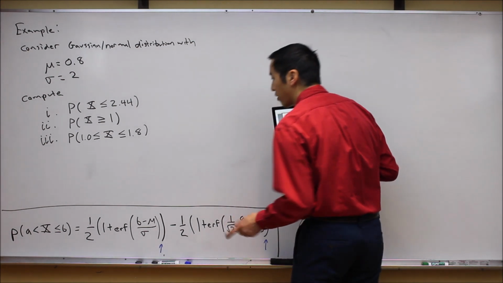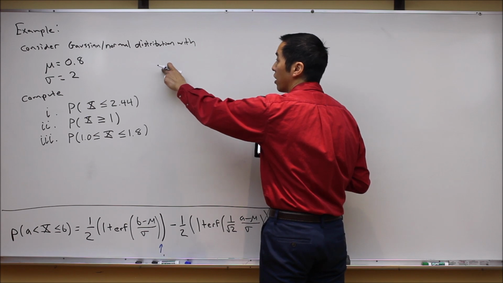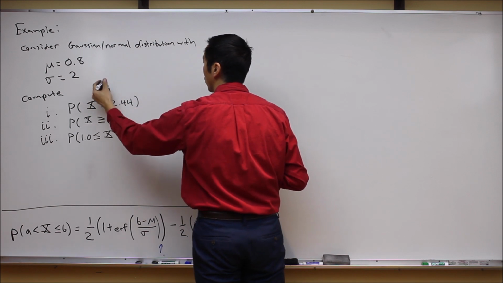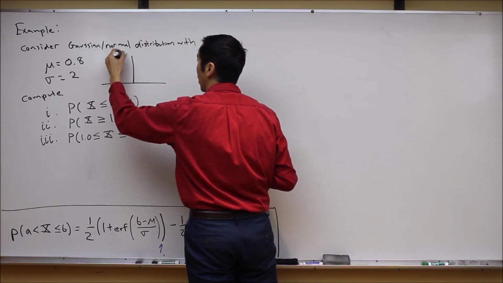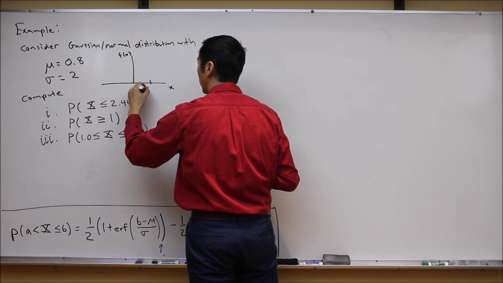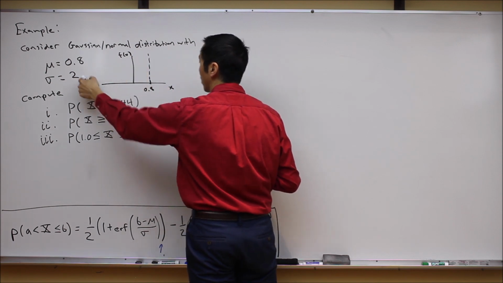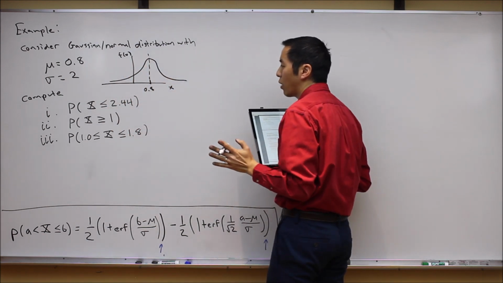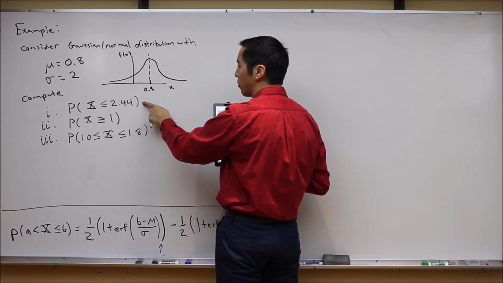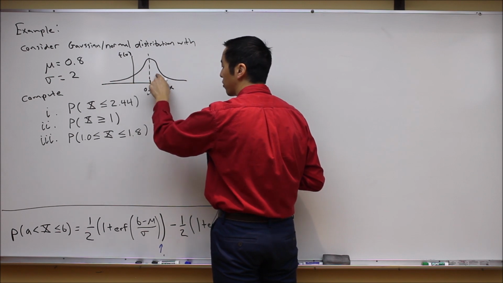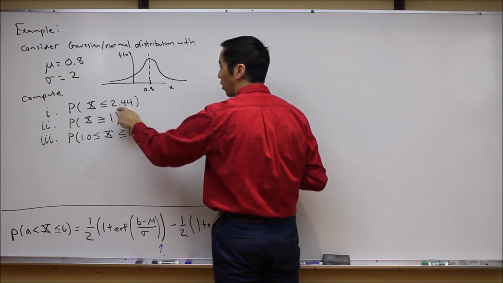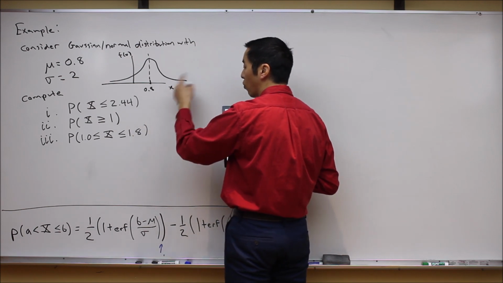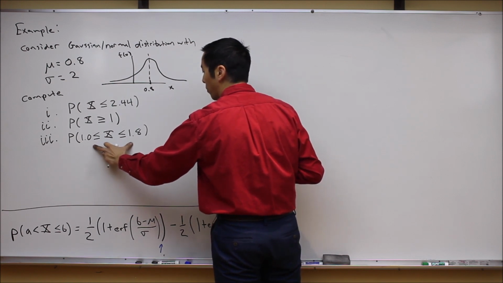So that being said, I would like to apply this to an example. Let's look at a Gaussian, normal distribution with this mean and this standard deviation. To sketch this, we've got a distribution centered around 0.8 with a standard deviation of 2, so it's going to look something like this. Now I want to compute 3 different probabilities. One, the probability that any sample drawn from this distribution is less than or equal to 2.44. Then one where the probability that you're above 1, and finally the probability that you fall between this region.